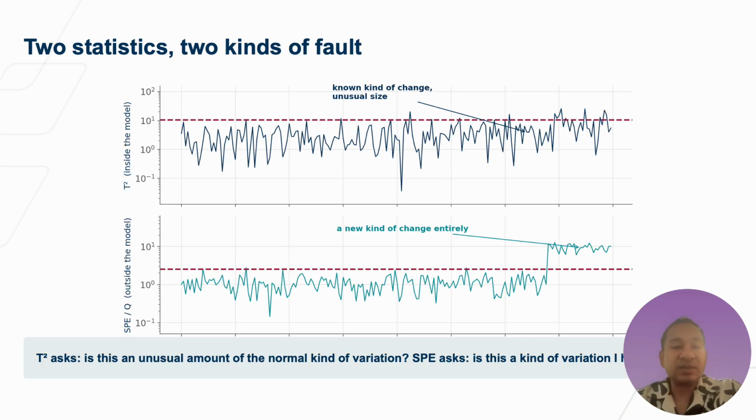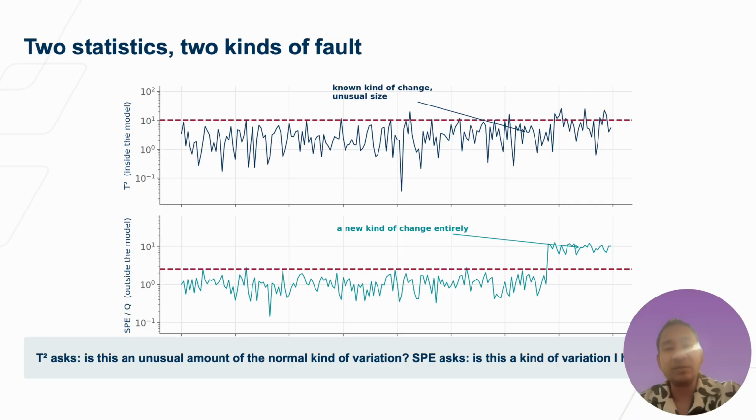Two statistics, two genuinely different kinds of fault. T² asks: how far along the normal directions is this run, is this an unusual amount of normal kind of variation? SPE, squared prediction error, often called Q, asks: how far off the normal subspace is this run entirely? Is this a kind of variation I have never seen?